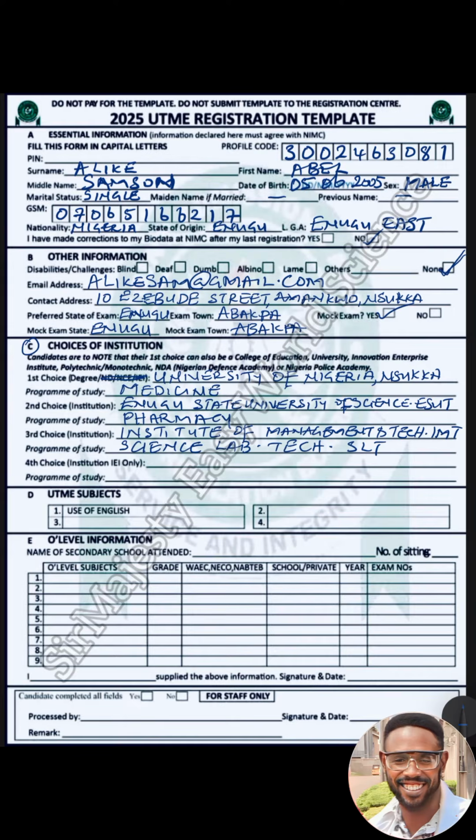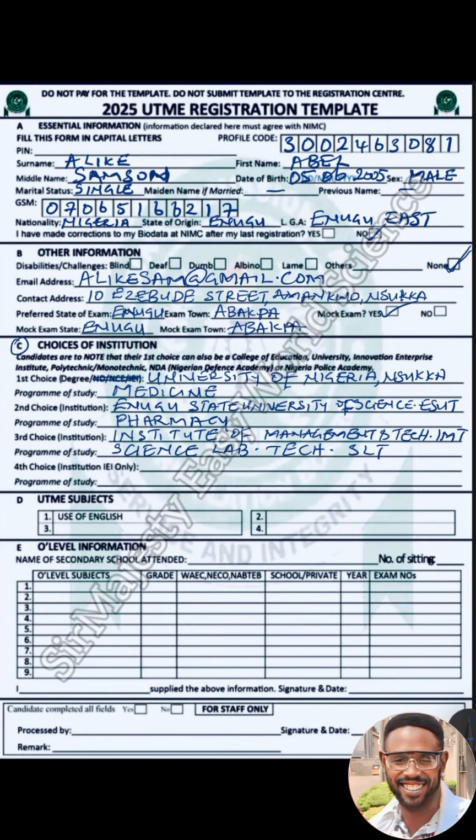Okay, we go to section D, which is UTME subjects. Before the UTME subject combination, I forgot to say something about the mono technique. That's your fourth choice. They will fill anything for you there when you get to the registration center. You can use any institution to complete it there. Okay, then coming to UTME subjects, that's the subject combination, like I've earlier said.